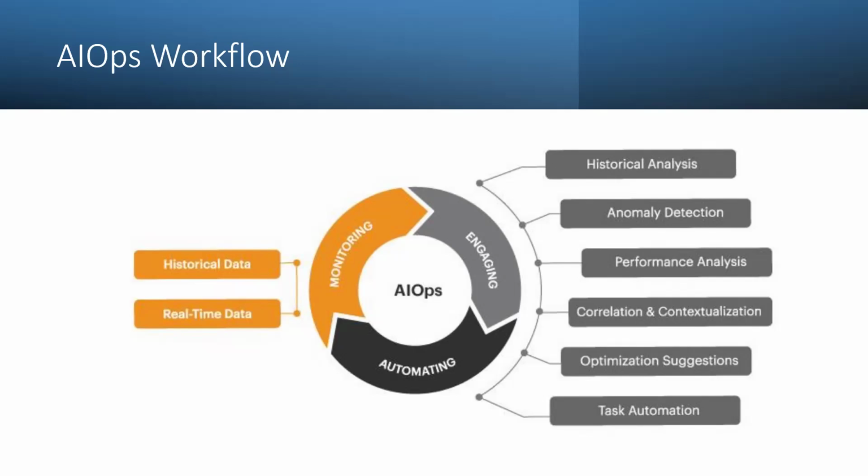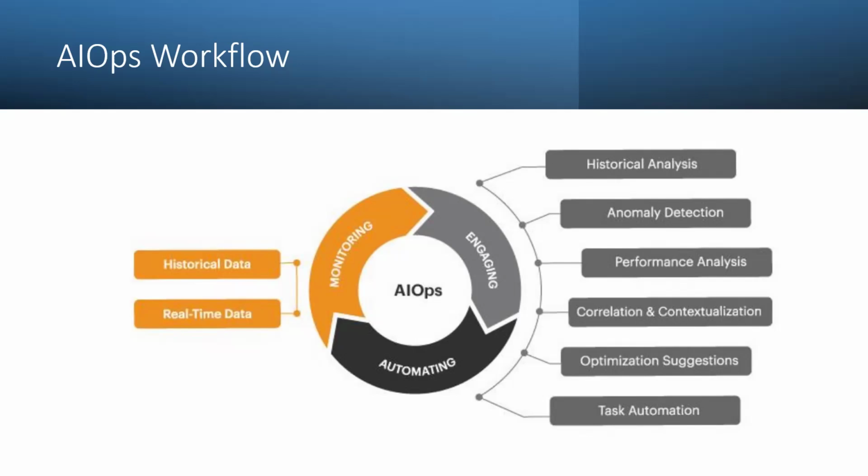The second stage here is engaging, and the third stage is automating. However, it is a circle. It all comes back to monitoring again. Engaging and automating are a combination of multiple different parameters, starting with historical analysis. Historical analysis is always running. The system keeps checking data, comparing the real-time data with the historical data so that it can learn from past experience.